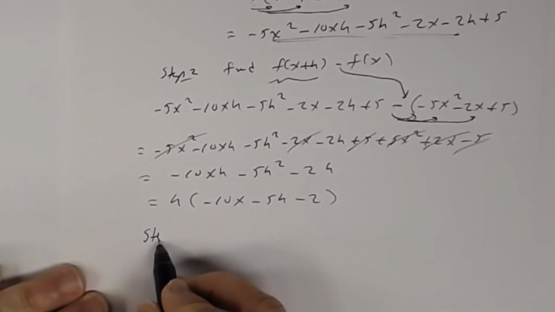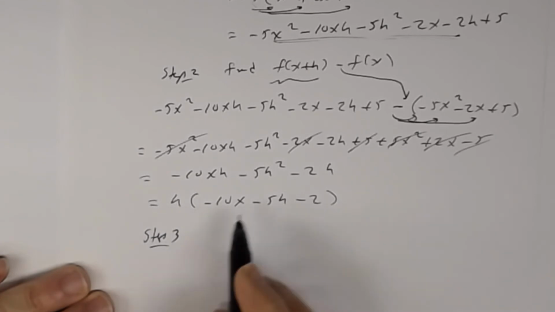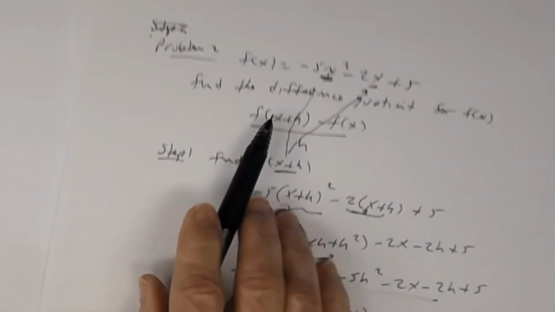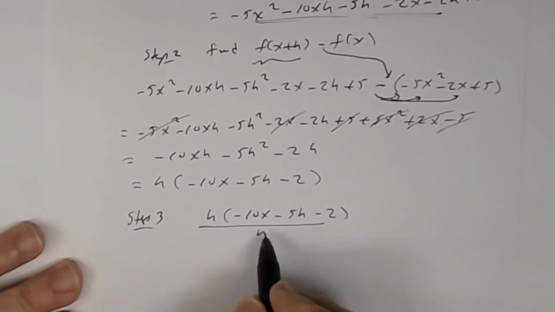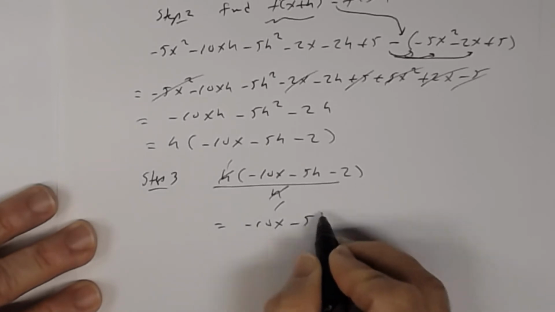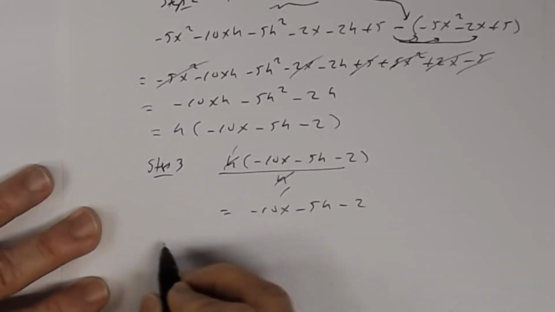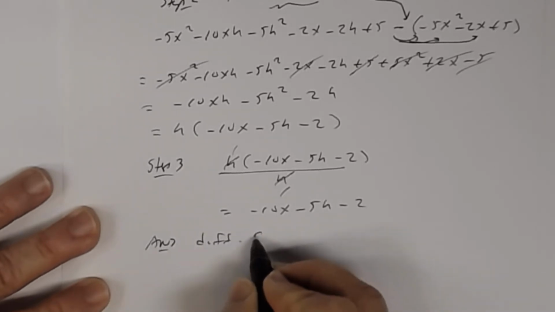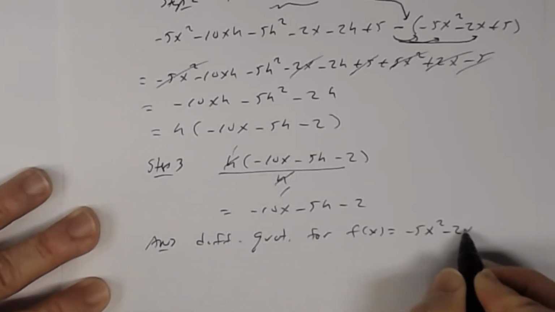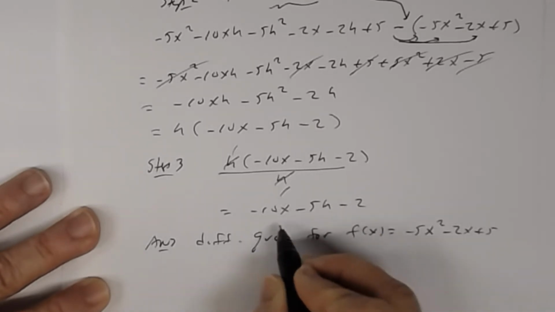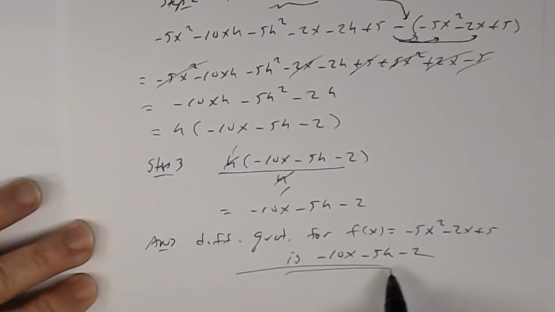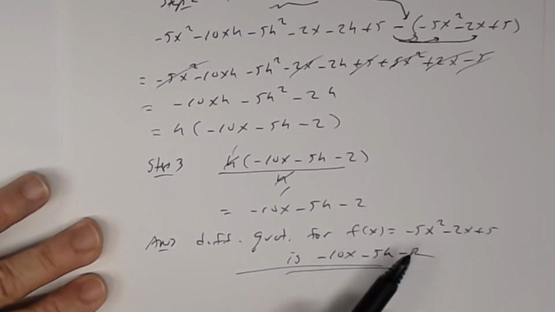And then finally step 3. Step 3 is where you take step 2, h times negative 10x minus 5h minus 2, and divide by, remember this right here, divide by h. And then notice these h's divide out, and what you're left with is your answer. So you get negative 10x minus 5h minus 2. And so you're going to say the answer, the difference quotient for f of x, which equals negative 5x squared minus 2x plus 5, is this right here, negative 10x minus 5h minus 2. And there's your answer. So that's the difference quotient for this function here.